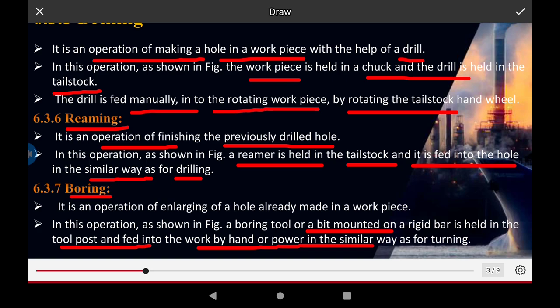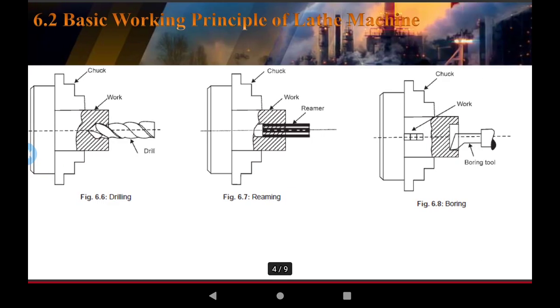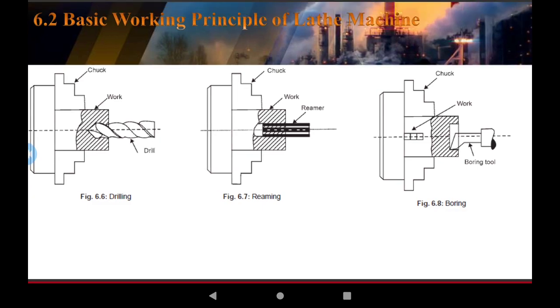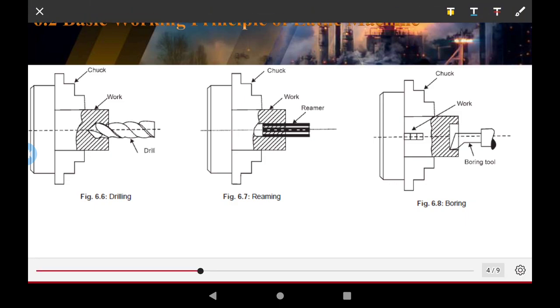This is the turning operation. Basic working principle of the lathe machines. This is the drilling operation. This is the drilling tool and the workpiece.